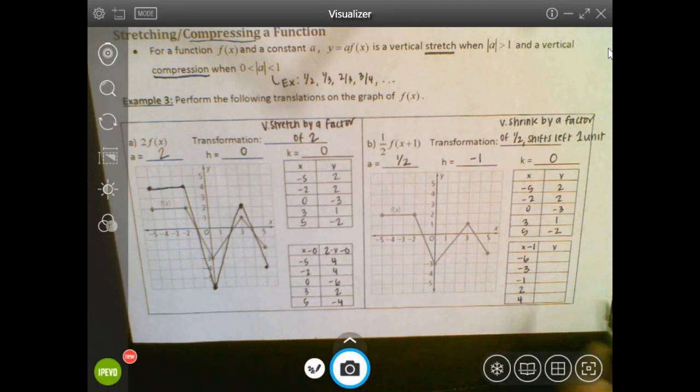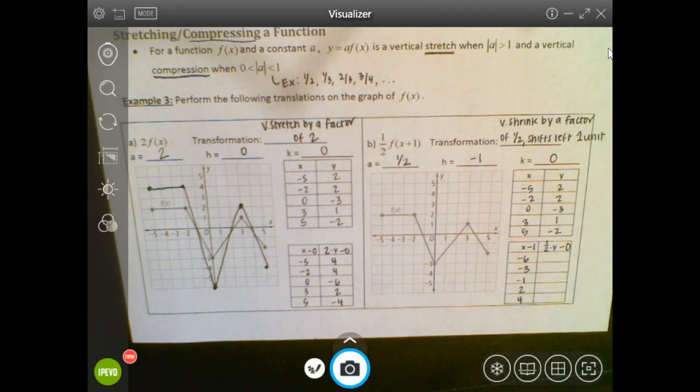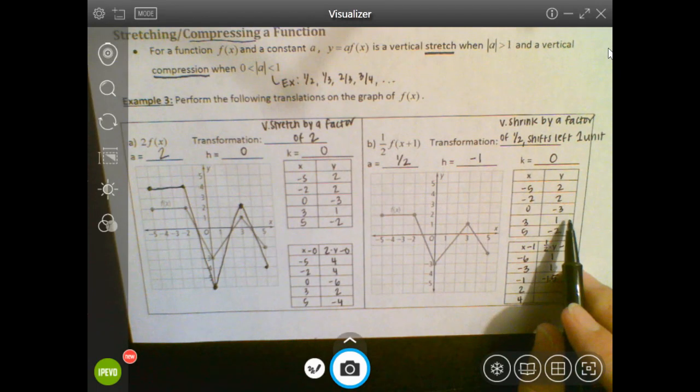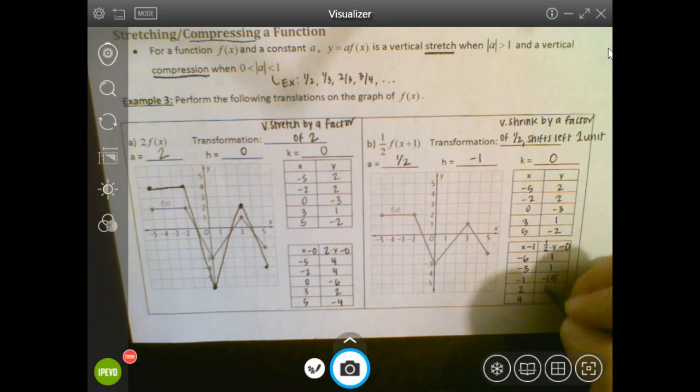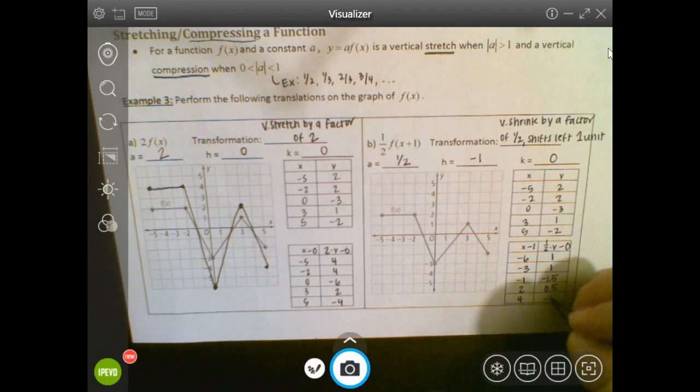And then we're going to go ahead and apply our a value and our k value. So a will be multiplied, so 1/2 times y. And since k is just 0, we'll either be adding or subtracting 0. So the only thing that's really happening here is we're multiplying everything in the y column by 1/2. So 1/2 times 2 gives me 1. Again, 1/2 times 2 gives me 1. 1/2 times -3 gives me -3/2 or -1.5. 1 times 1/2 gives me 1/2 or 0.5, however you want to write that. And then 1/2 times -2 gives me -1.